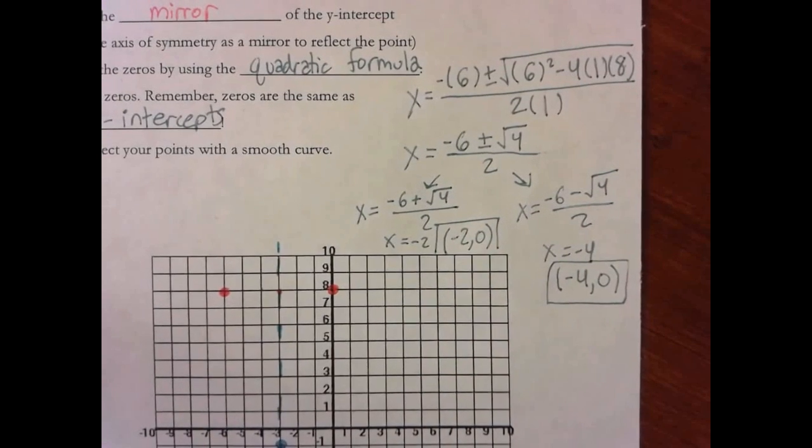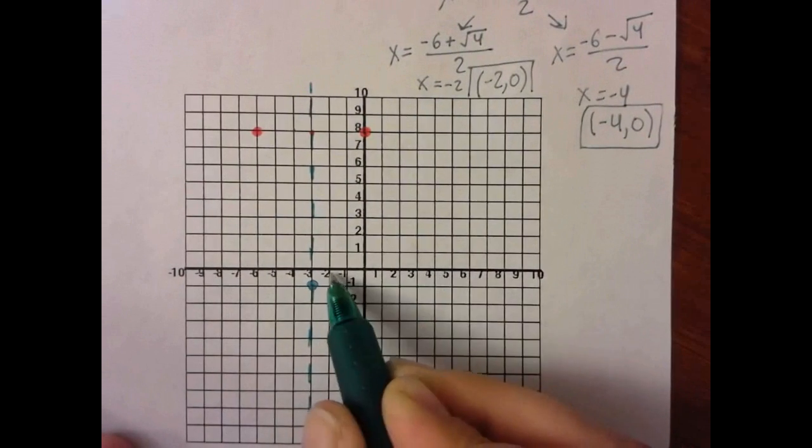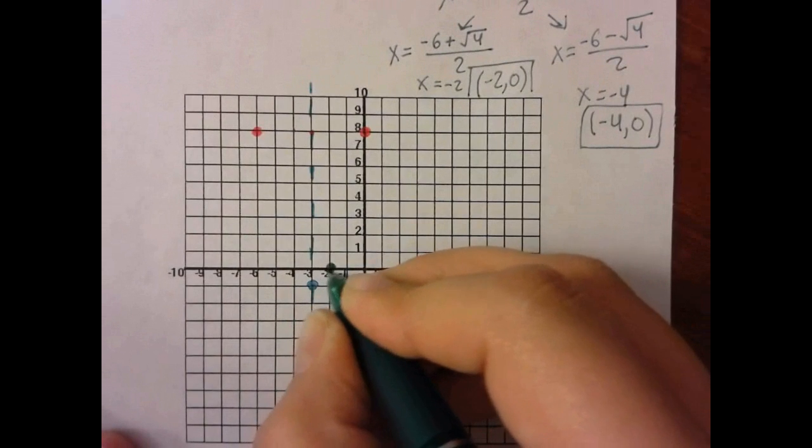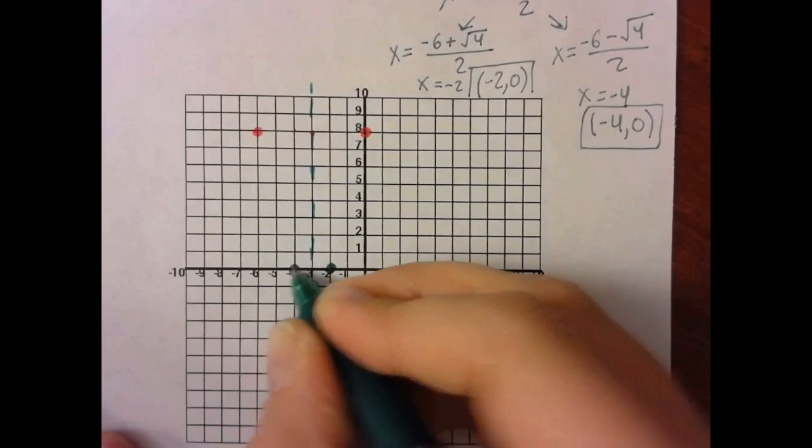All right, let's plot them. So negative 2, remember, go left or right first. 0, it has to be on the x-axis. And then negative 4, 0, which is right here.